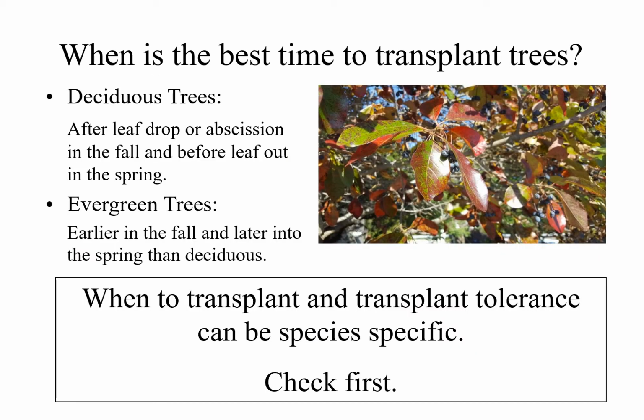When is the best time to transplant trees? For deciduous trees, it is generally best to plant after leaf drop, or abscission, in the fall and before leaf out in the spring. If deciduous trees that have leafed out must be moved, the use of anti-transplants may be warranted to reduce the possibility that plants will reach the permanent wilting point before, during, or after the transplanting.